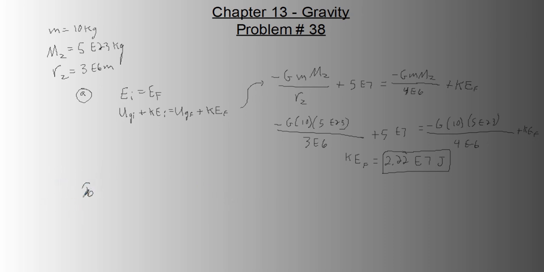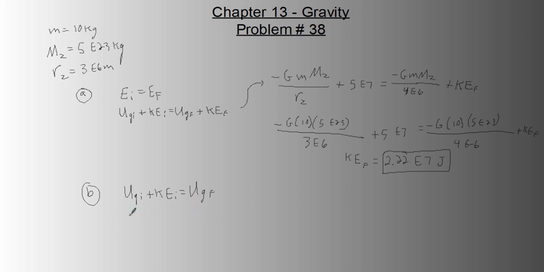Part B wants us to, if the probe is to achieve a maximum distance of 8 times 10 to the 6 meters, what initial kinetic energy must it be launched with from the surface? So maximum distance just means it comes to a stop, which means this term is 0. So really, it's just UGI plus KEI equals UGF, and we're looking for KEI.